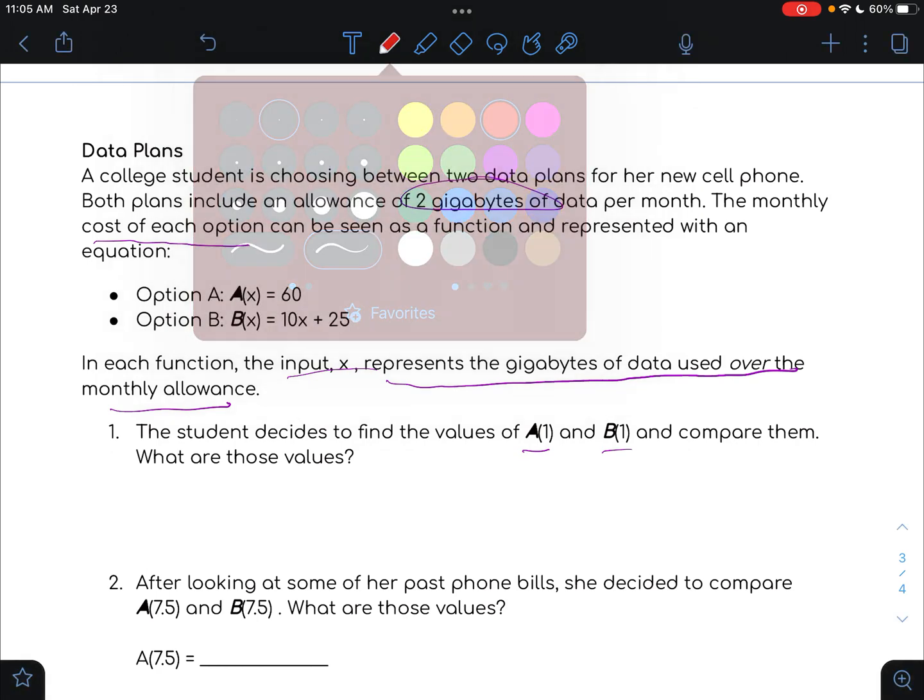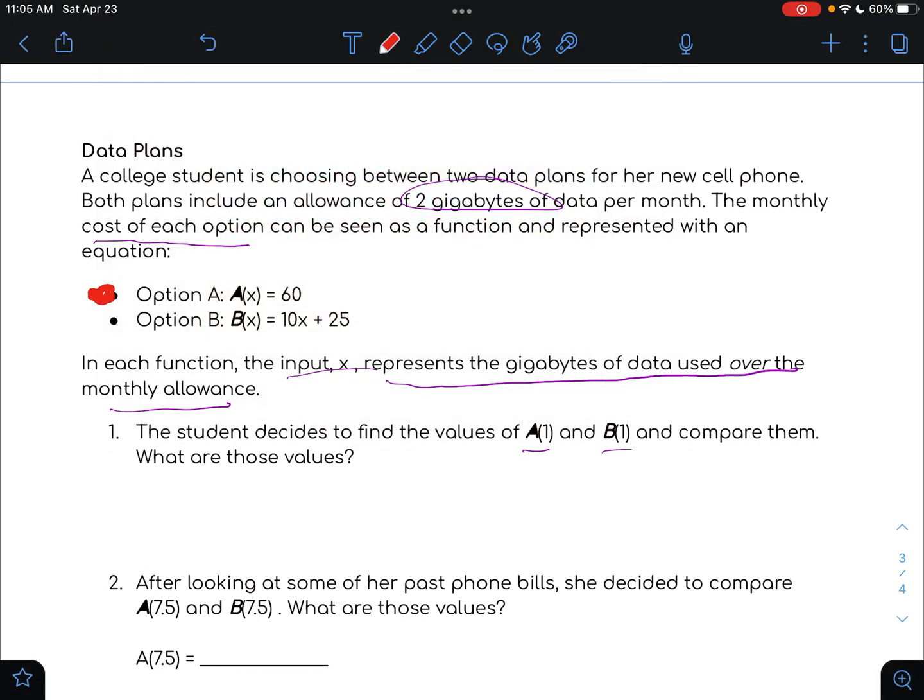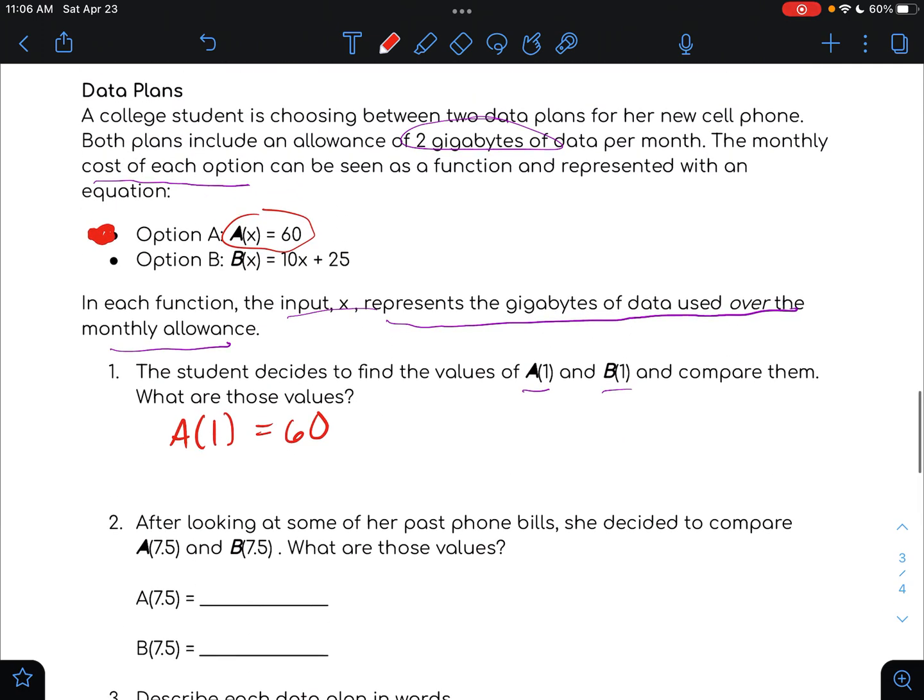All right, so I'm going to make this one the red one. Let's say the A function is the red one. So A of 1: if we put 1 in, notice this first function always comes out to 60. So A of 1 equals 60, that is the value right there. One gig over allowance is $60.